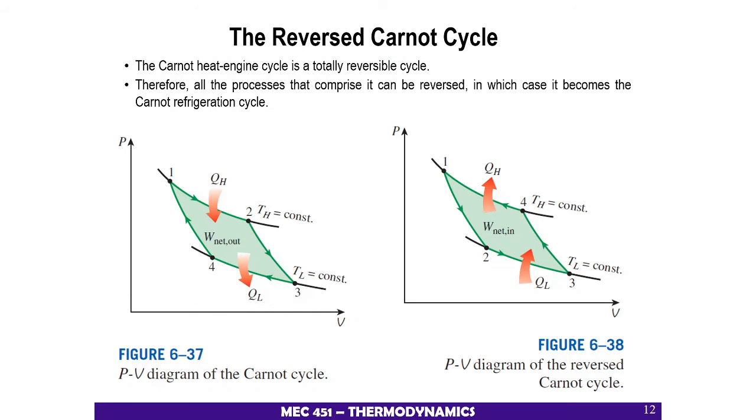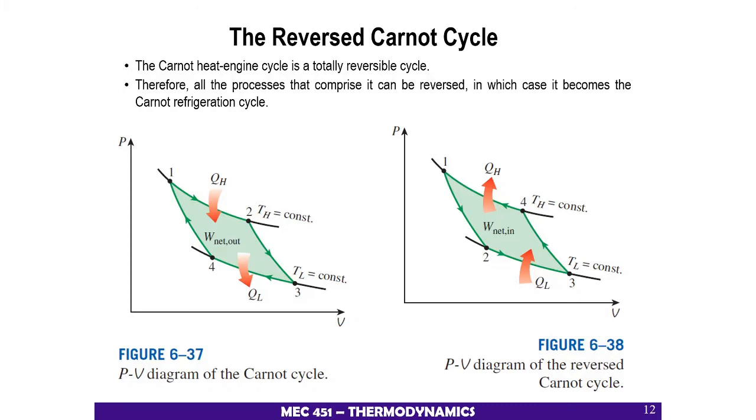So, the reverse Carnot cycle. The Carnot heat engine cycle is a totally reversible process. Therefore, all the processes that comprise it can be reversed, in which case it becomes the Carnot refrigeration cycle. Basically, the Carnot cycle is ideal. Hypothetically, it can be done, but in reality, it cannot be done. But it gives the basic assumptions and the calculations needed in order to construct the actual device.